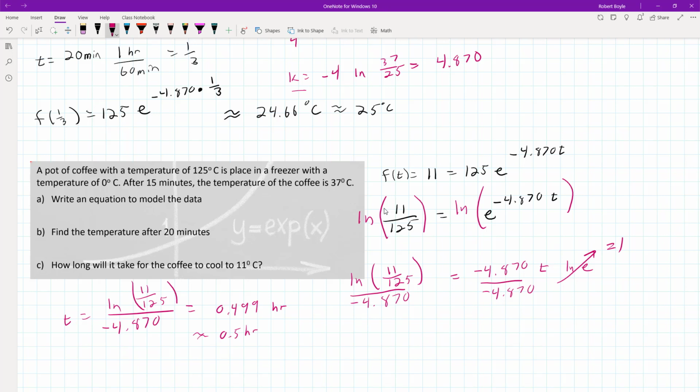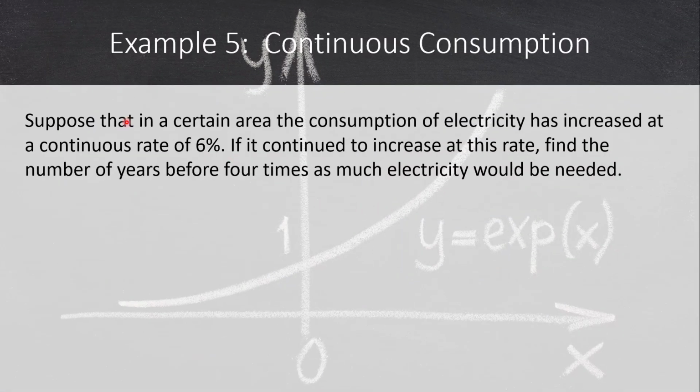And that brings me to my final trick. Okay, and here is our final trick. Suppose that in a certain area, the consumption of electricity has an increase at a continuous rate of 6%. If it is to continue to increase at this rate, find the number of years that will pass before 4 times as much electricity will be needed.